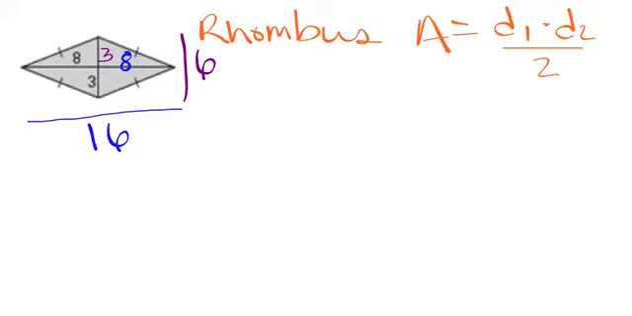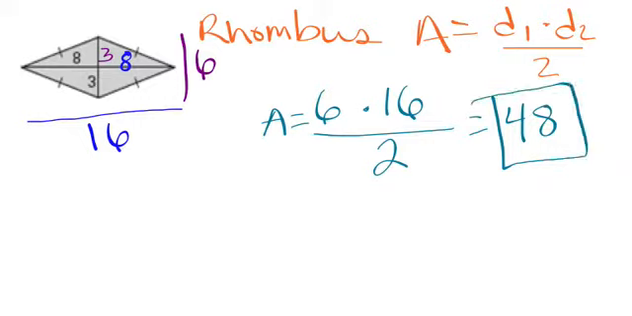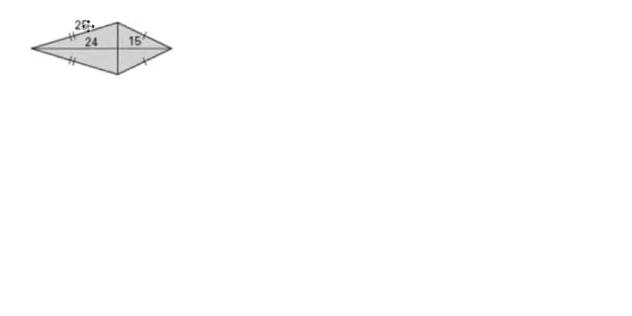So now we've got our 2 diagonals for the area formula that we need, and so we'll fill them in. Diagonal 1 would be 6, diagonal 2 is 16, so 6 times 16 divided by 2 is going to be 48 for the area of the rhombus. And the third one I want us to look at for this video is a kite. Here is our kite.